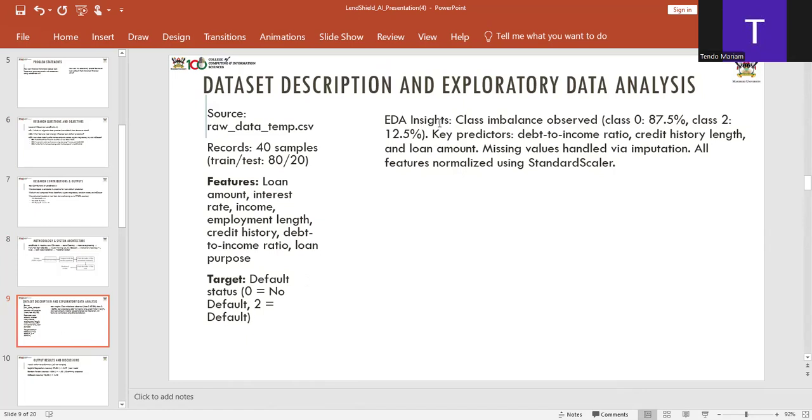In the EDA insights, class imbalance: observe that class 0, which is no default, has 87.5% according to the data set that I have. Class 2 is 12.5%, and that's the default. The key predictors I used are the debt to income ratio, the credit history length, and loan amount. Missing values were handled via imputation, and all the features normalized using standard scaler.